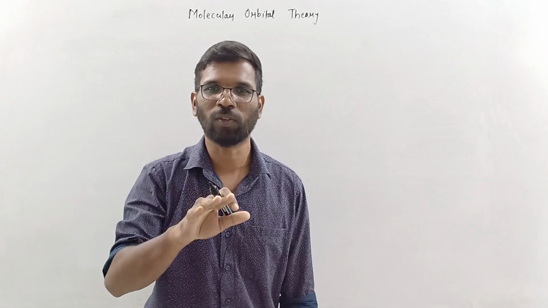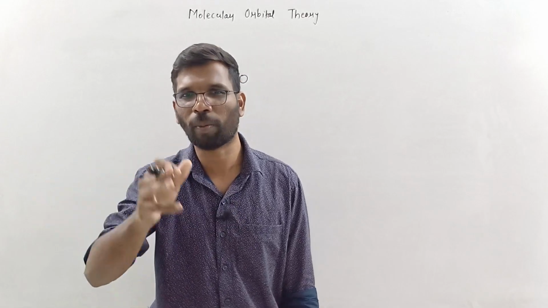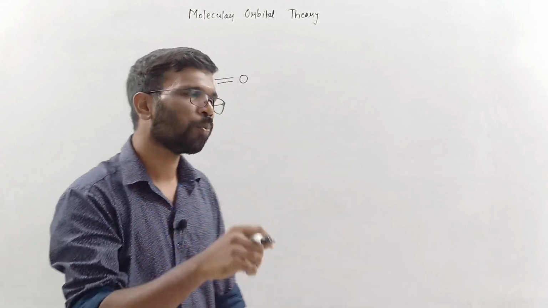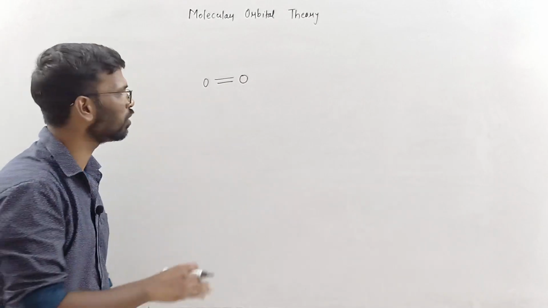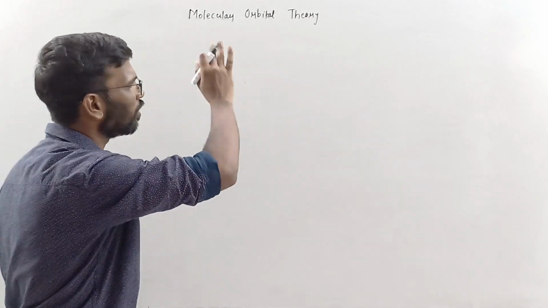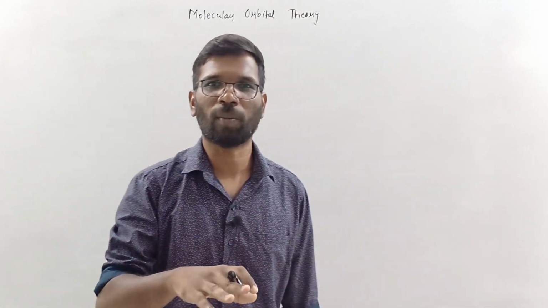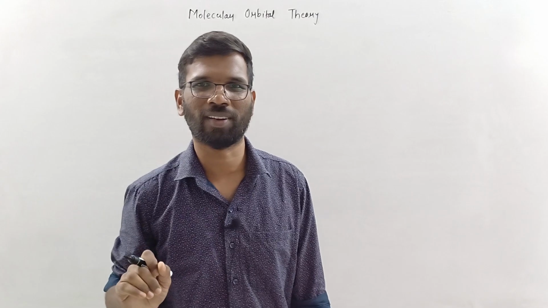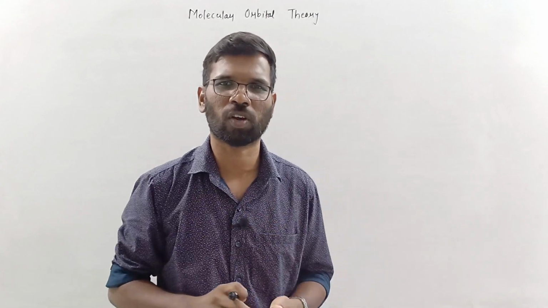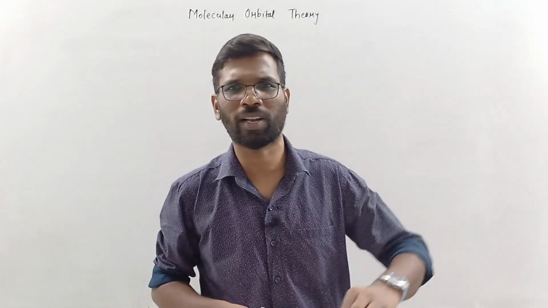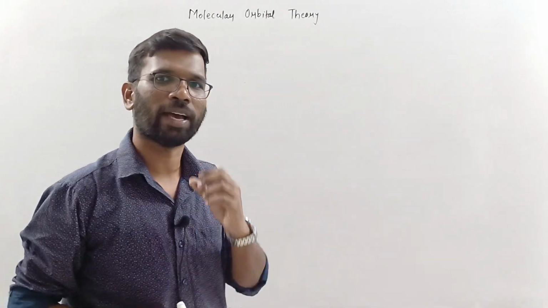So that's why there was a new theory, molecular orbital theory, which supports the paramagnetic behavior of oxygen. Now going into that theory, two atomic orbitals will always combine to give two molecular orbitals. One is called the bonding molecular orbital, the other is the anti-bonding molecular orbital. Let's draw the energy level diagram for this.